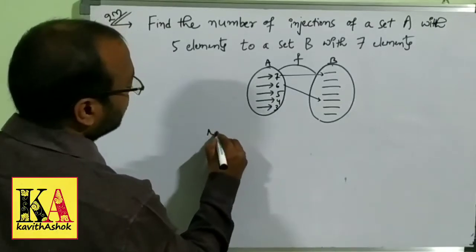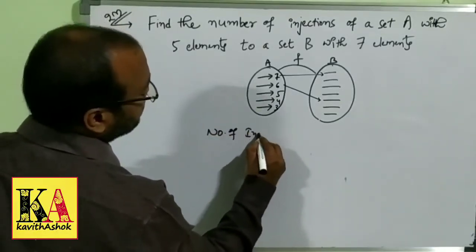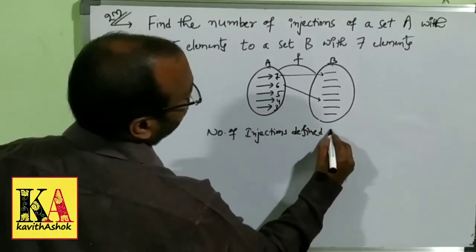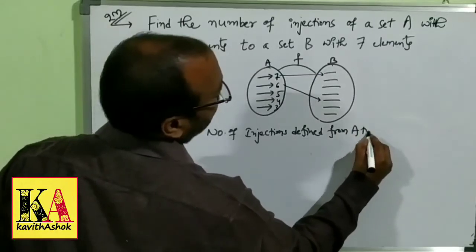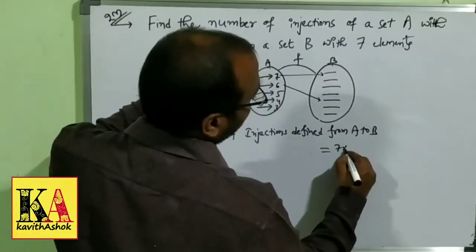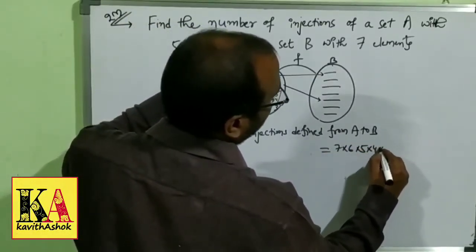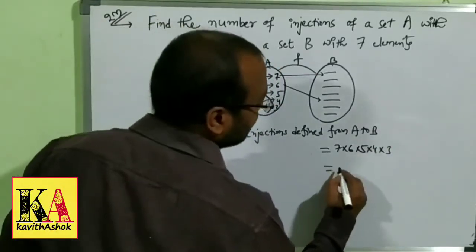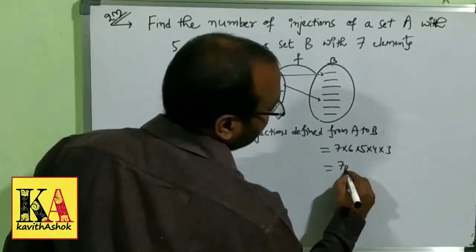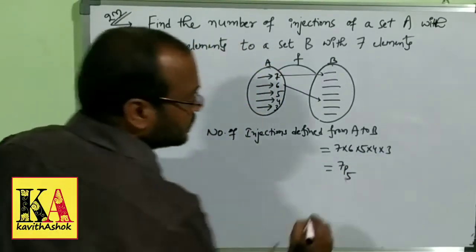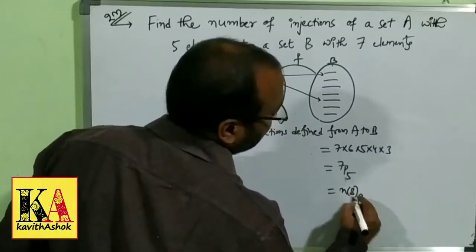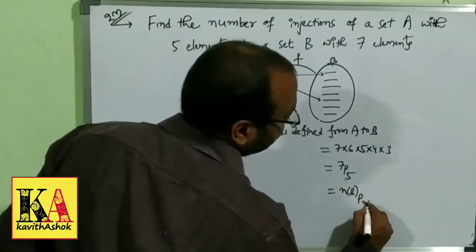So the number of injections defined from A to B is equal to, according to the fundamental theorem, 7 into 6 into 5 into 4 into 3, which is nothing but 7P5. This is the form. Here 7 is the number of elements present in B, n of B, P 5 is the number of elements present in A, n of A.